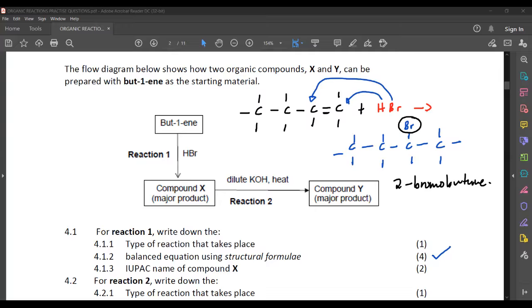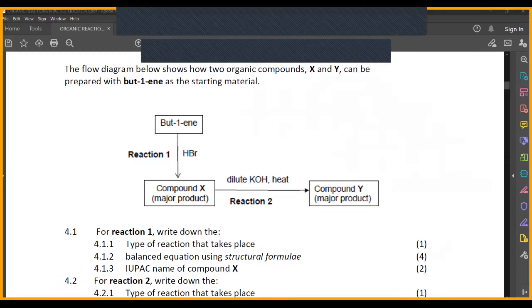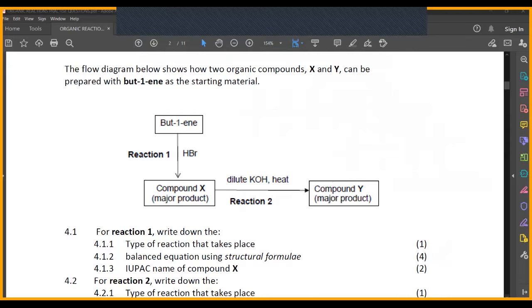So the Br will come here, but they don't do that. They ask you for major, but the Br would come here, just to answer your question. And then the H would go there, where there's the least number. That would be your minor product. But remember it's major, so therefore the Br goes to the carbon in the double bond containing the least number of hydrogens, and the H goes to the carbon in the double bond containing the most. Good one, thank you. You can mute yourself.